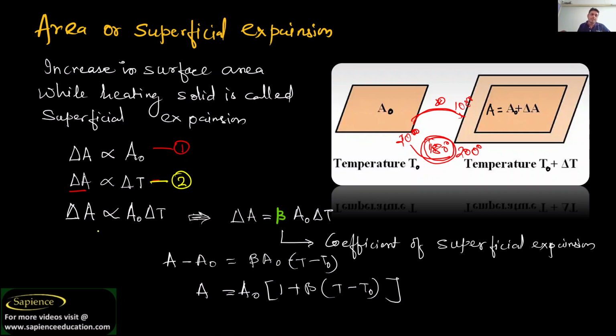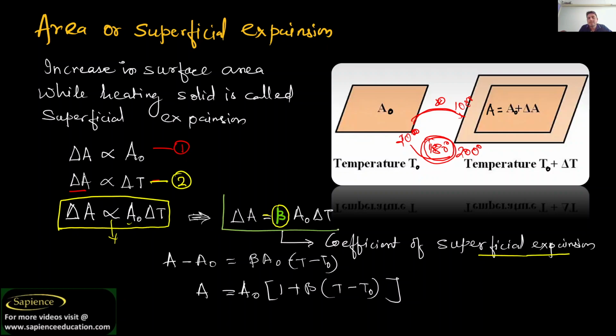Now, if you combine this, then you will get change in area is proportional to the initial area into change in temperature. Now you have to remove this proportionality. So if you want to remove the proportionality, you need to give some constant, and this constant is called beta. This is known as the coefficient of superficial expansion or the coefficient of areal expansion. Okay, so I hope this formula is very much sufficient. You need to remember this formula only.